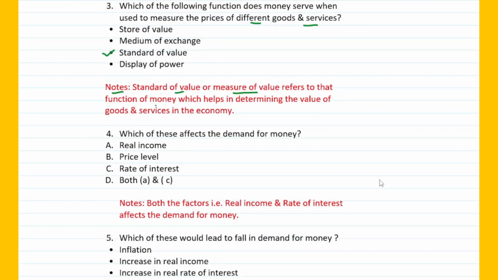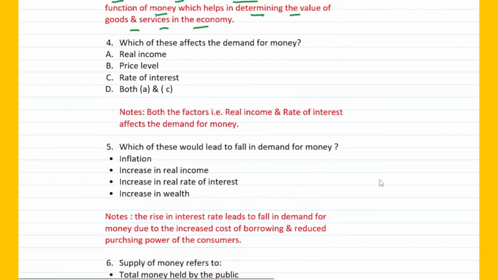refers to that function of money which helps in determining the value of goods and services in the economy, right? Or the question itself says when used to measure the prices of different goods and services, right? So I guess standard of value should be the right answer, although as per your book the correct answer that's given is medium of exchange. So that's for you to decide what answer you want to select, but the correct answer here should be standard of value, right? Let's move on to the next question.